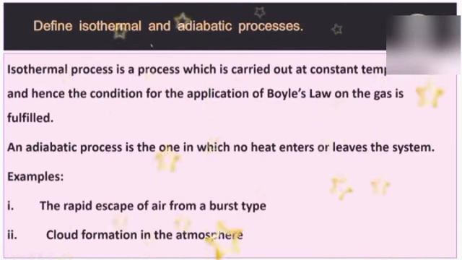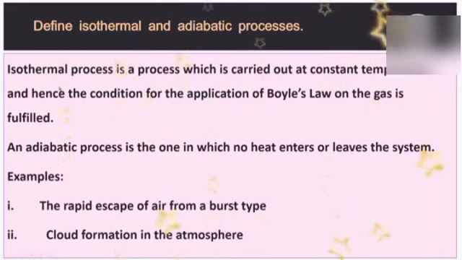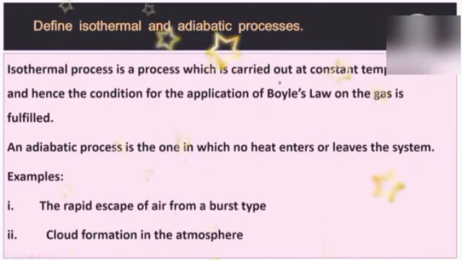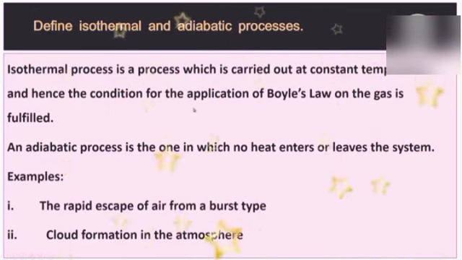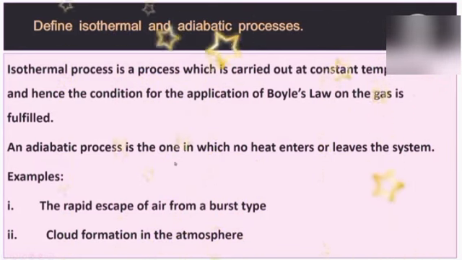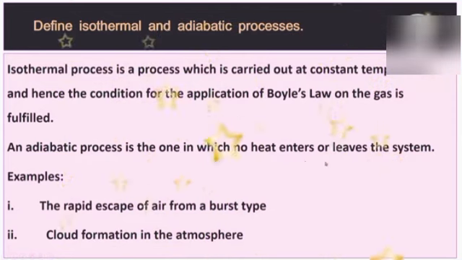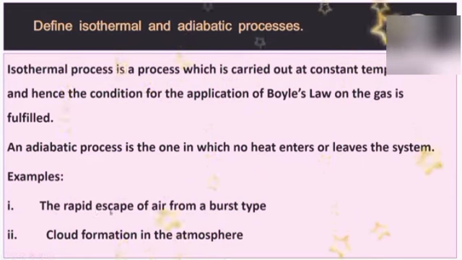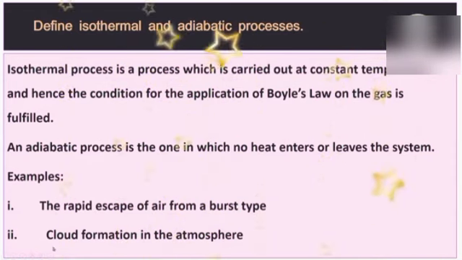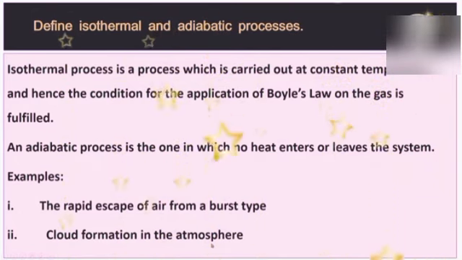Define isothermal and adiabatic processes. Isothermal process is a process which is carried out at constant temperature and hence the condition for the application of Boyle's law on the gas is fulfilled. An adiabatic process is the one in which no heat enters or leaves the system. Examples: the rapid escape of air from a burst tire and cloud formation in the atmosphere.